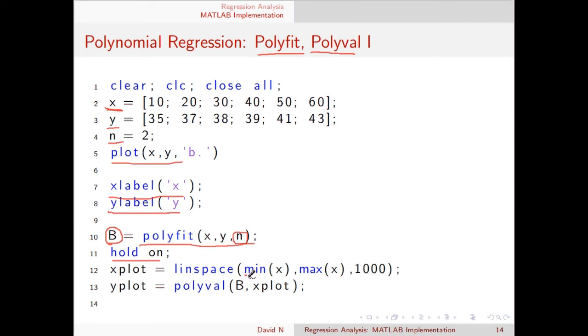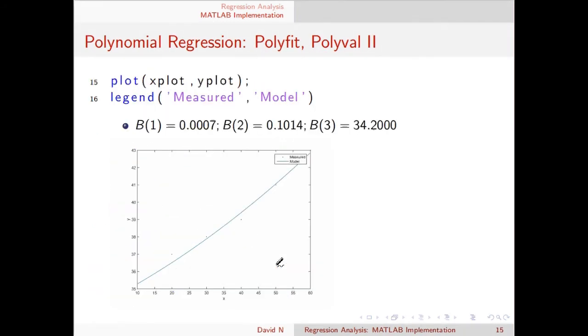Between the minimum and the maximum values of x, we are assigning 1000 data points, and we are finding the model findings. We are evaluating the polynomial whose coefficients are in B, with the x values being x plot. The final values are stored in y plot, and then we plot x against y over here, and then we assign the legend.